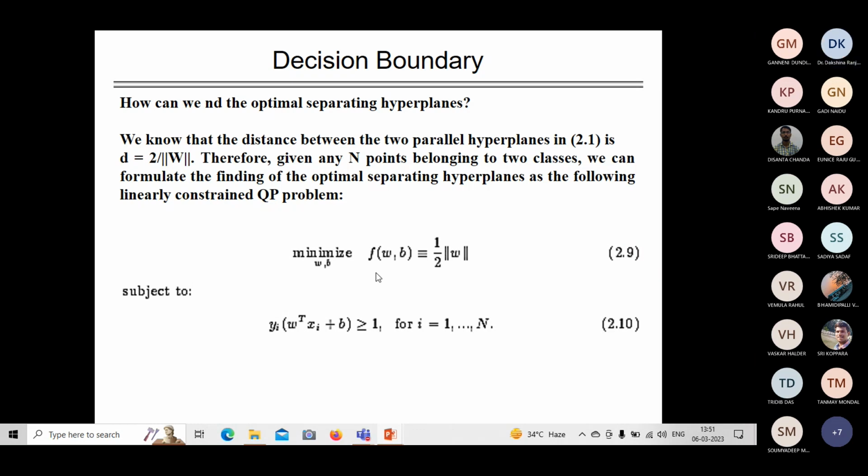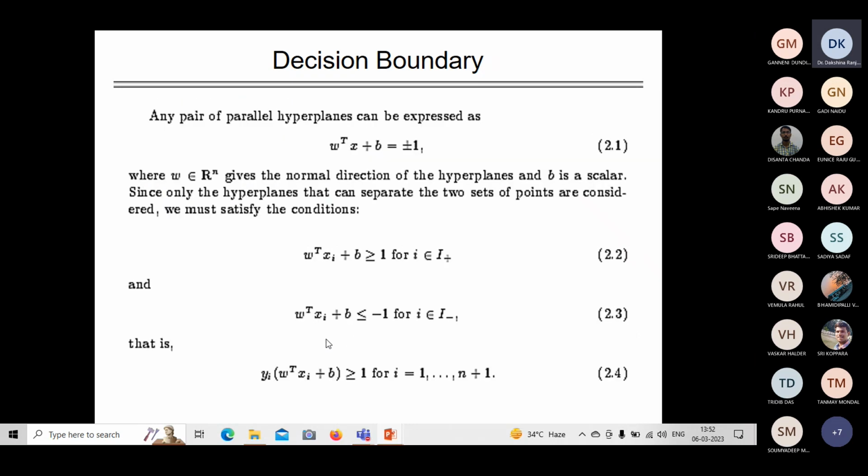Now here we have to minimize the weight vector w and maximize the bias. So this is the constrained optimization problem. Why is it a constrained optimization problem? We have to minimize w and maximize the bias subject to this constraint. We have found this constraint in this equation.